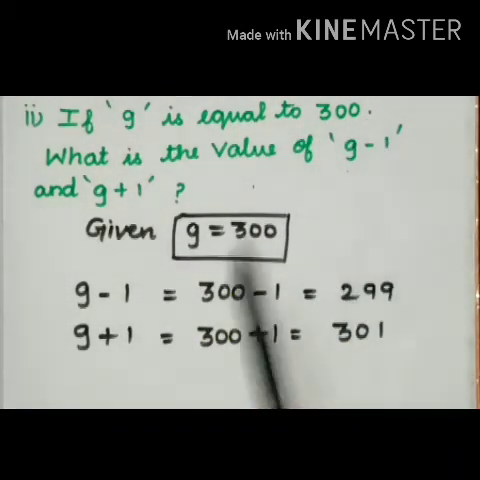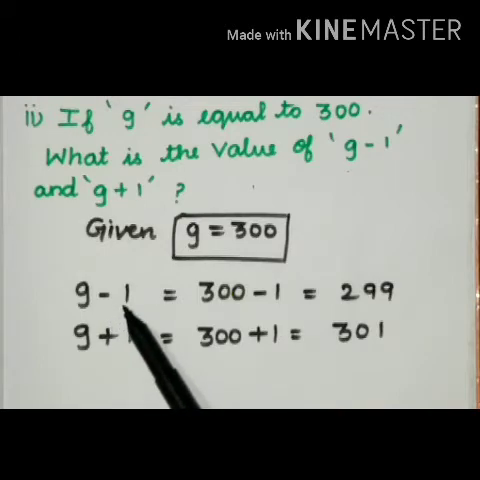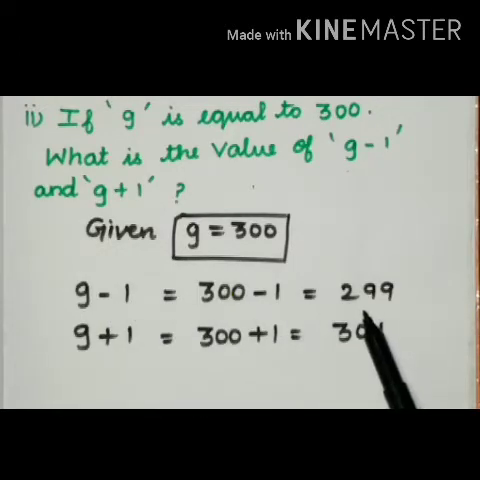See, in the question the g value is already given. That is g is equal to 300. Then you have to find the value of g minus 1 and g plus 1. G minus 1 is 299. G plus 1 is 301.